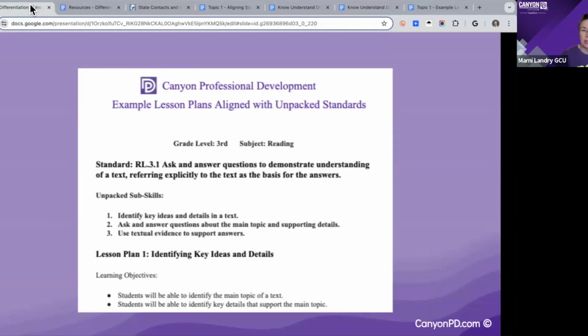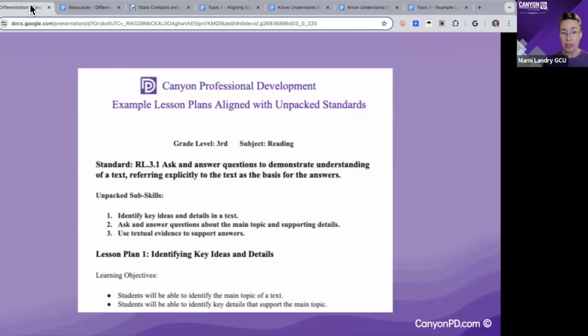I have provided an example plan that takes one standard, unpacks the sub-skills, and then takes those skills and puts them in order of lesson planning. The example I'm using here is RL.3.1: ask and answer questions to demonstrate understanding of a text, referring explicitly to the text as the basis for the answers. So I need to understand the skills involved here, and I've identified 3 skills.